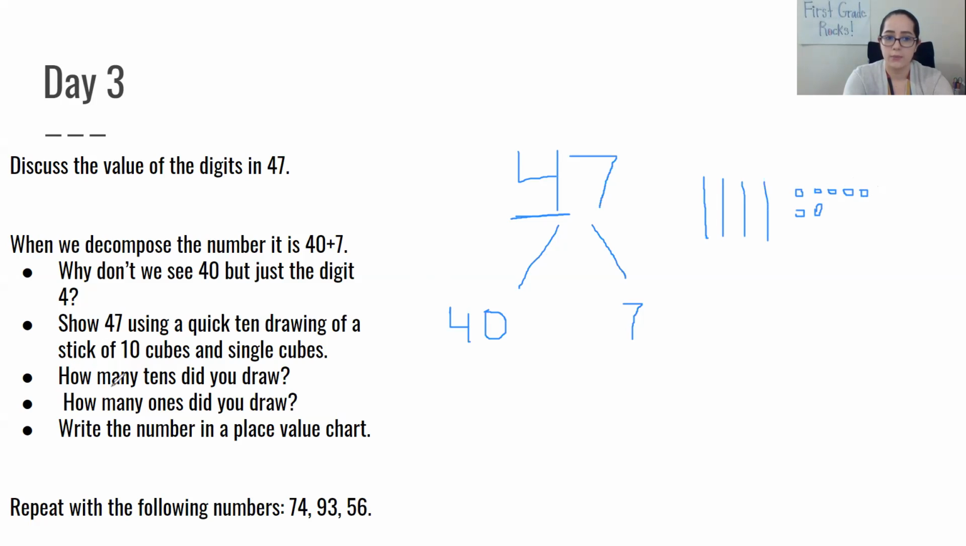Okay, and then ask how many 10s did you draw, how many 1s did you draw, and then write the number in the place value chart, which they had practiced on the previous page as well. They can just write T for 10s and O for 1s, and then write that number in the place value chart. I can see I have 4 10s and 7 1s.